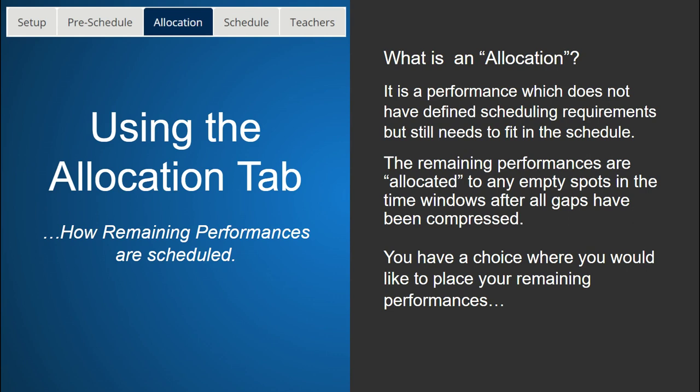It will appear as piano P3 or violin E3 without the student or teacher name or repertoire. The remaining performances are allocated to any empty spots in the time windows after all gaps have been compressed. You will have a choice where you would like to place these remaining performances.